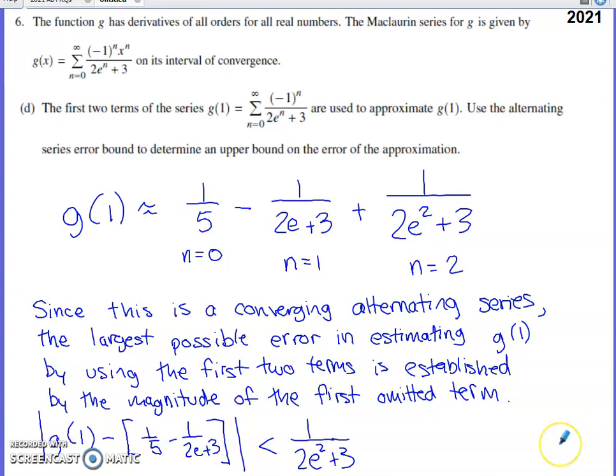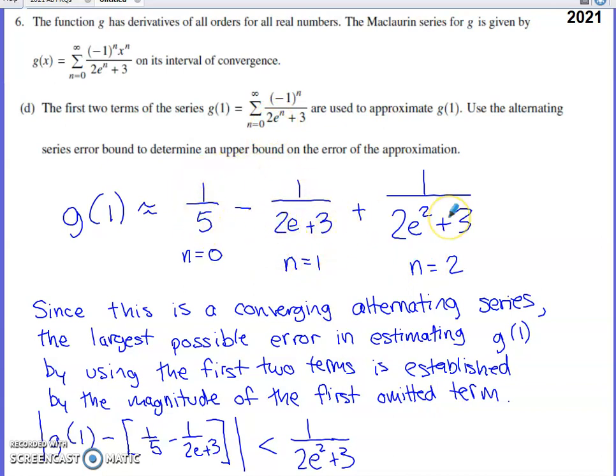And then in the last part of this, they tell us that here is the series for g of 1, right? So if you put 1 in place of the x in this Maclaurin series, this is what you're left with. And the first two terms of this series are used to approximate g of 1. We're asked to use the alternating series error bound to determine an upper bound for the error of the approximation. So what I did is I just started applying values of the index, so the index value of 0, 1, and 2. These would be the first two non-zero terms that you see right here.